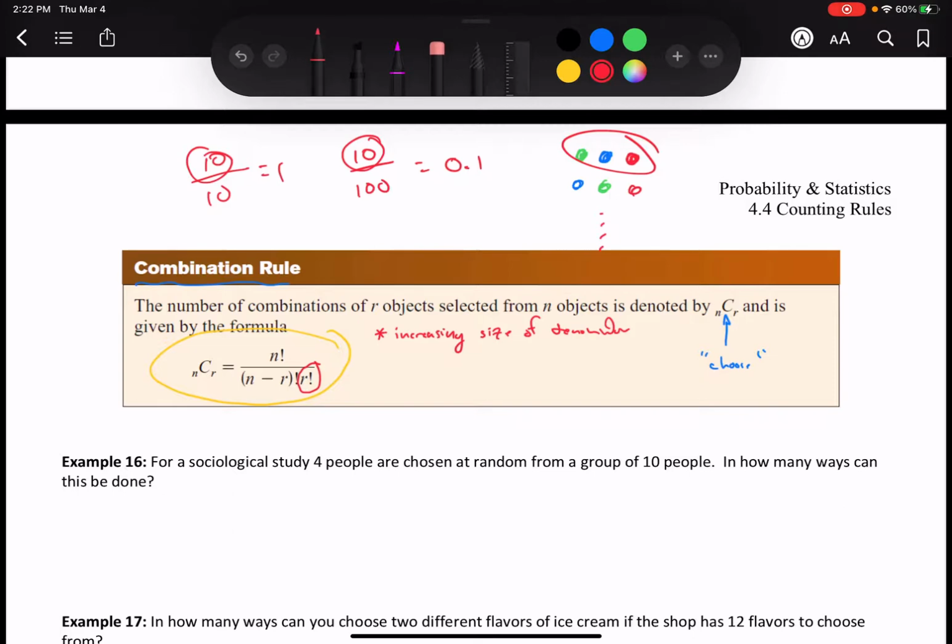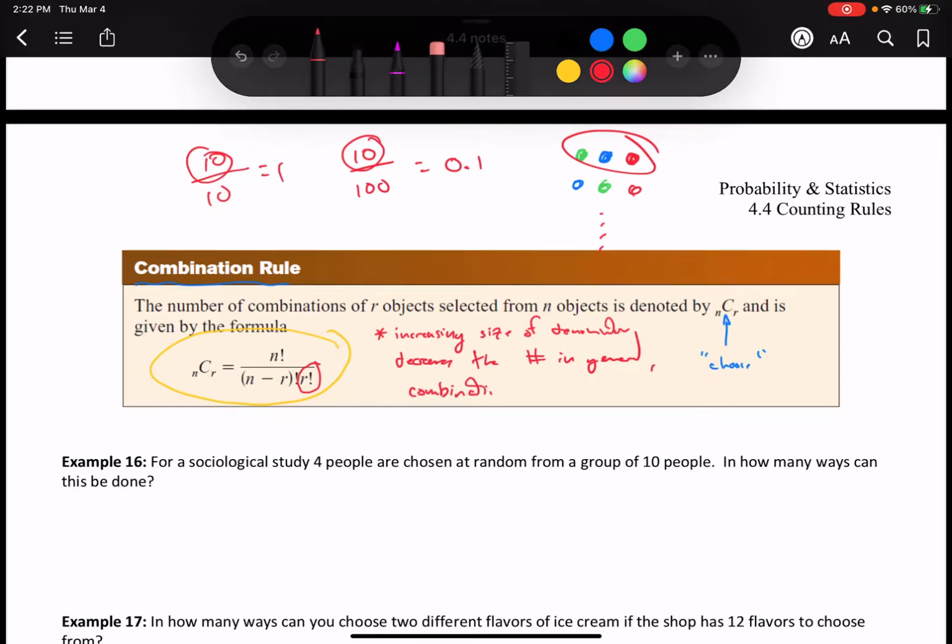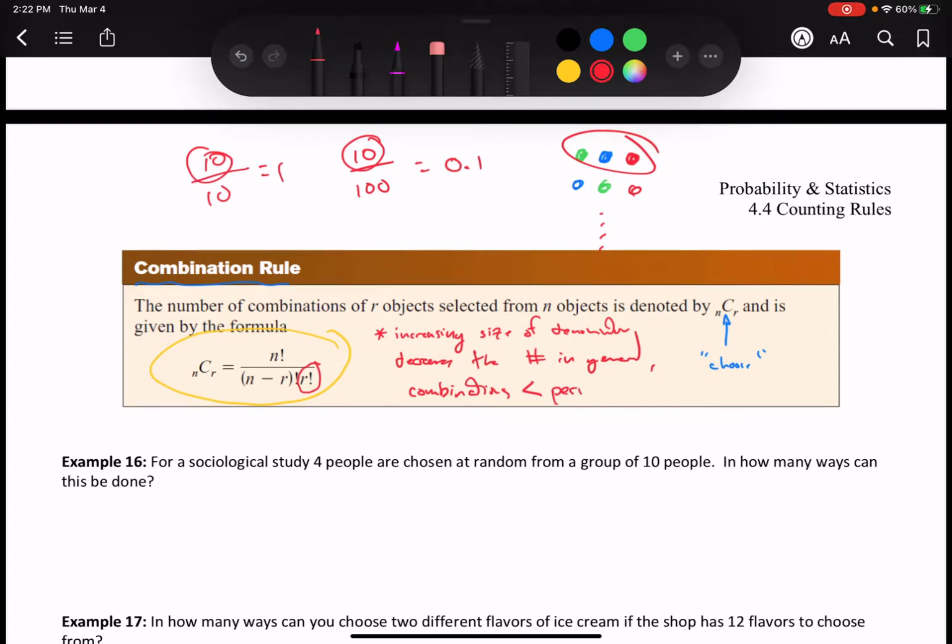So increasing the size of the denominator decreases the number in general. And that should make sense because combinations will typically be smaller than the number of permutations. And that's not a strict rule, but it should help guide you, at least in trying to determine, am I using the right formula or not?